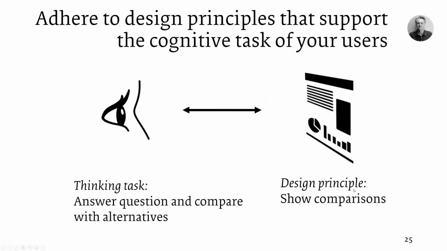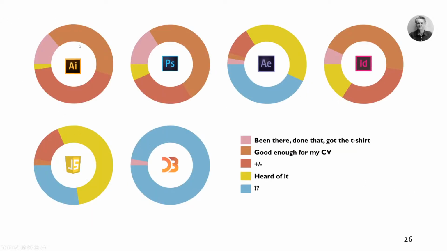That's the message of this one. So if the thinking task is to answer a question and compare with alternatives, show comparisons, that's the more true story. And then this is more in line with what I asked you, okay? So here you see per program how you responded to the questions in a nice circle diagram.